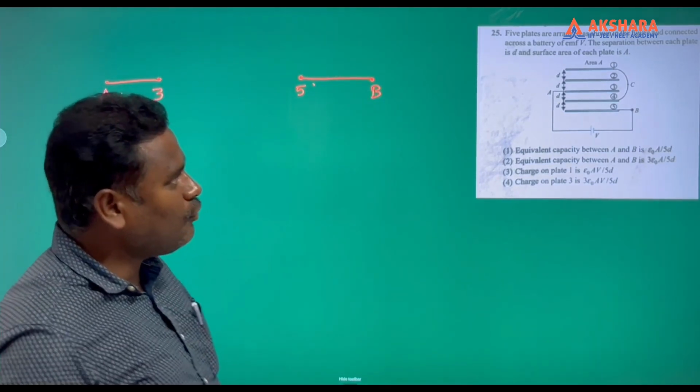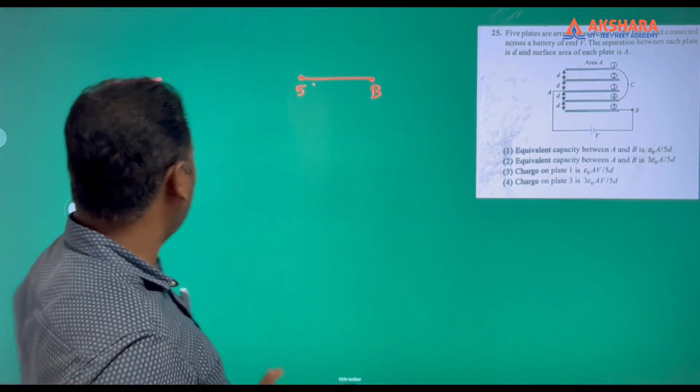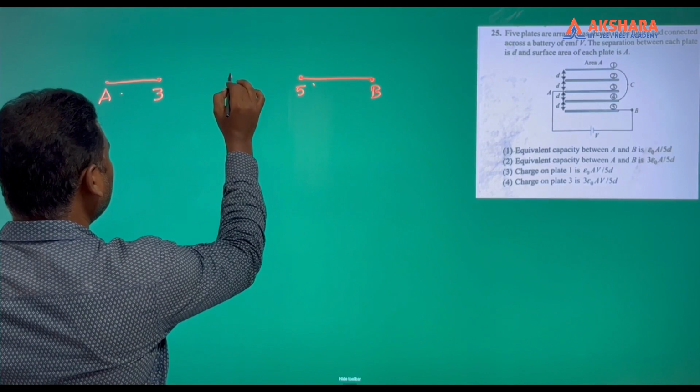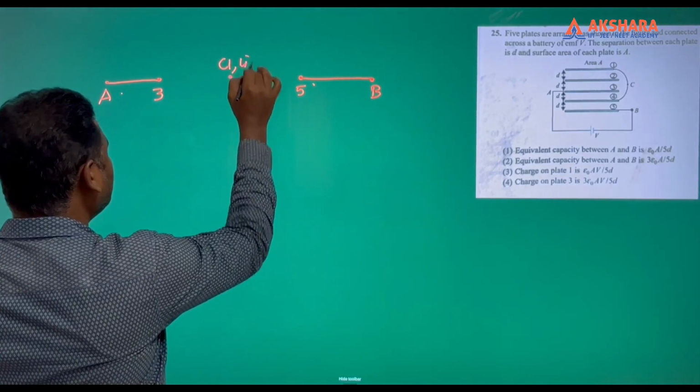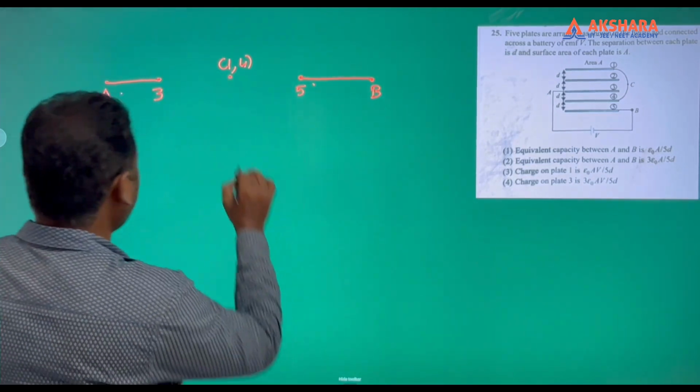Now, which points are common? 1 and 4 are common, so you write them in the middle. 1 and 4 are in the middle. Next, one more plate is there, plate 2. That also you write in the middle.